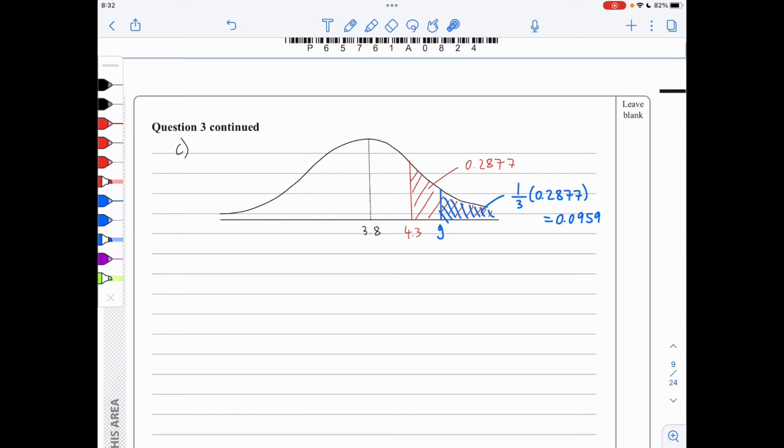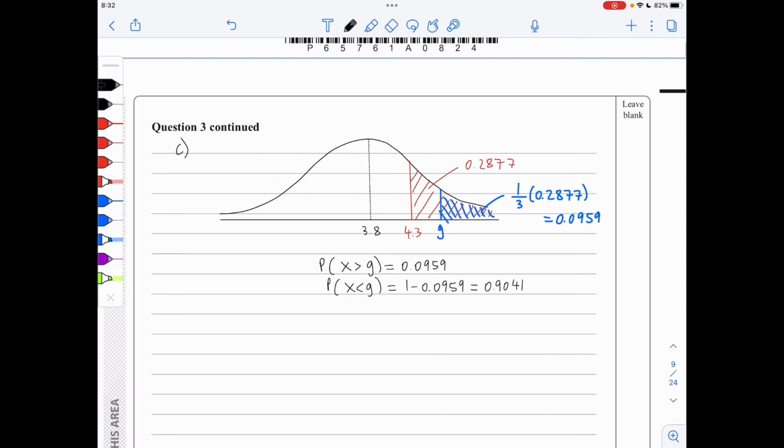So given that we have exceeded the 4.3, so given that we are here, the probability we are more than g, and therefore we'll be getting a gold medal, will be 0.0959. So the probability of x being greater than g is 0.0959, which means that the probability of x less than g is 1 minus 0.0959, which is equal to 0.9041.